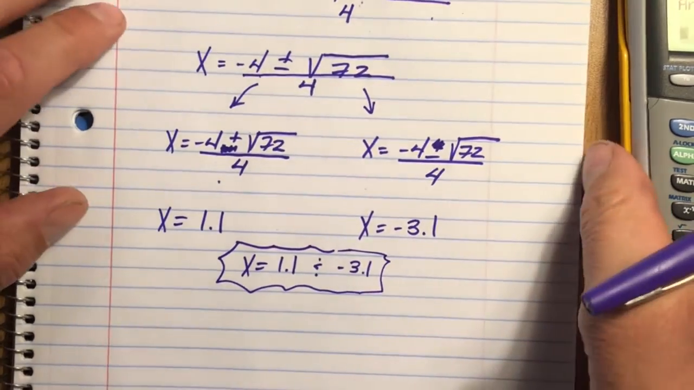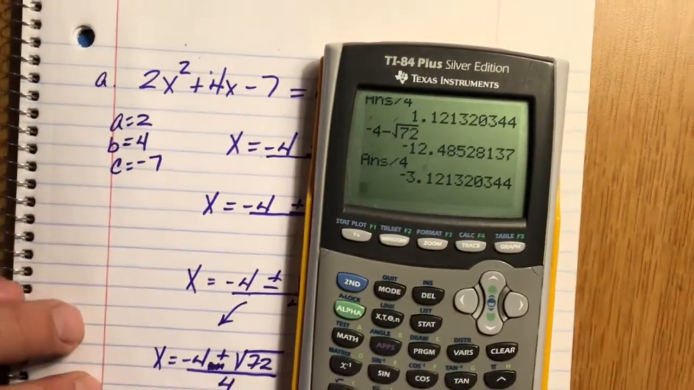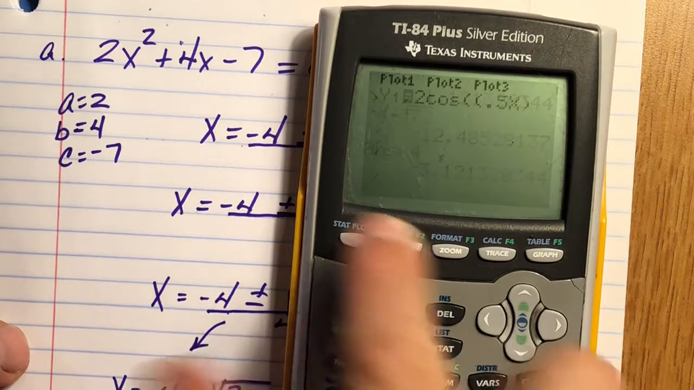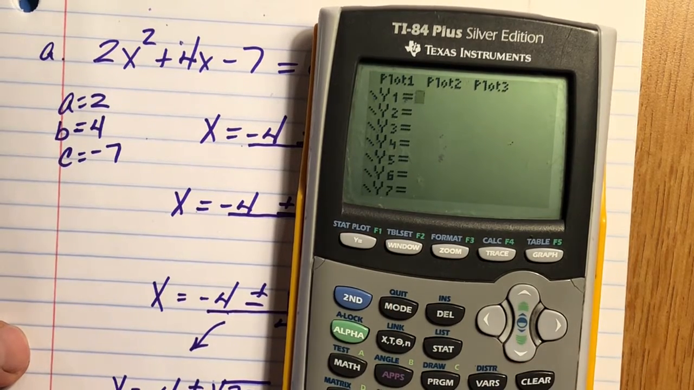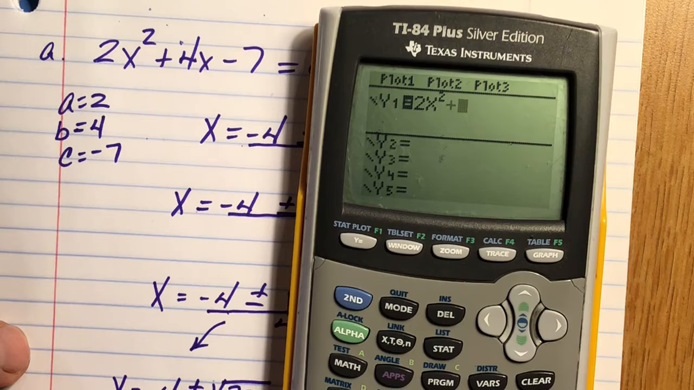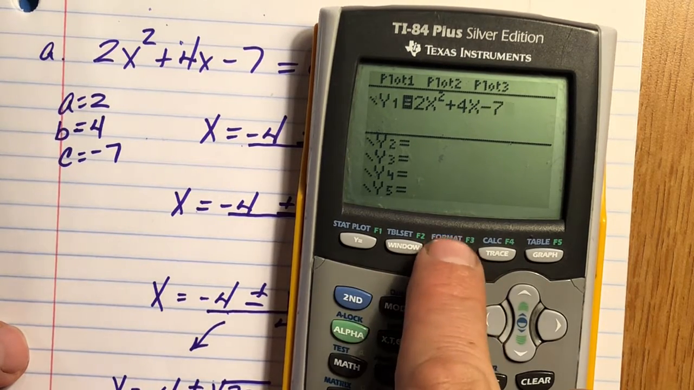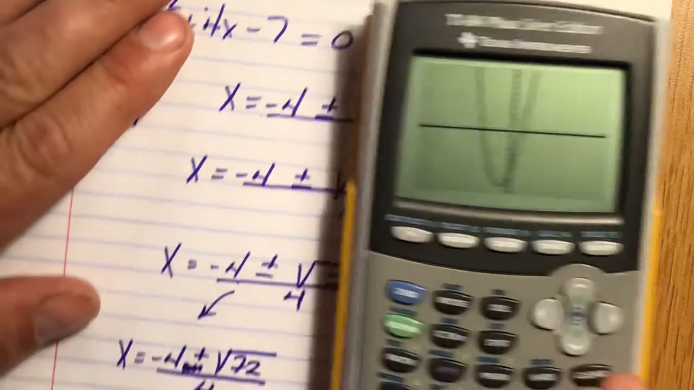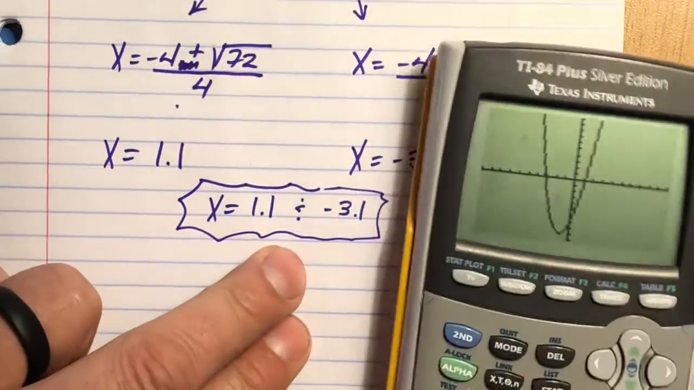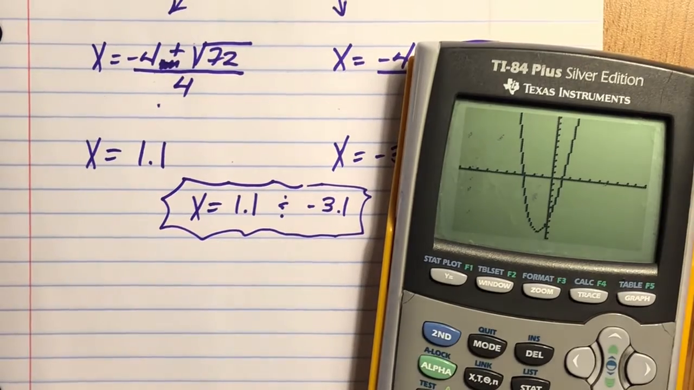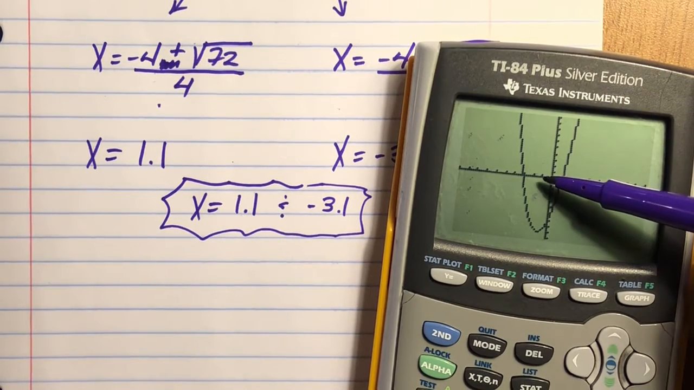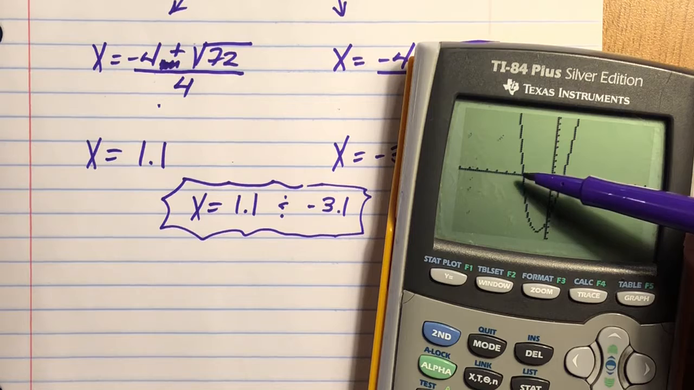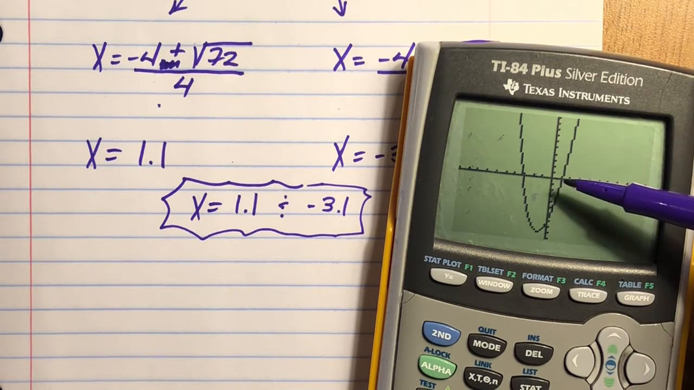Now watch this. I'm going to check this. I'm going to go to my y equals. I got 2x squared plus 4x minus 7. I'm going to go zoom 6 to reset my window. Now, without even looking at it exactly, I notice I have an intercept at about negative 3.1 and about 1.1.